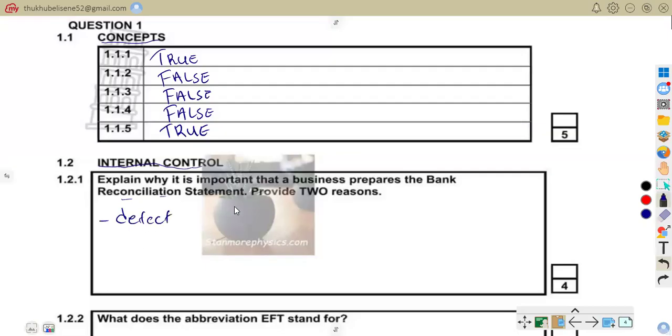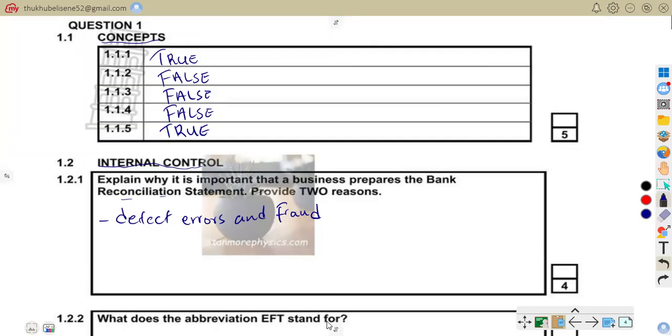Is to detect errors and fraud. Meaning to say, we are going to compare bank versus books. So this will help us find differences. For example, book shows 10,000, bank shows 80,000.